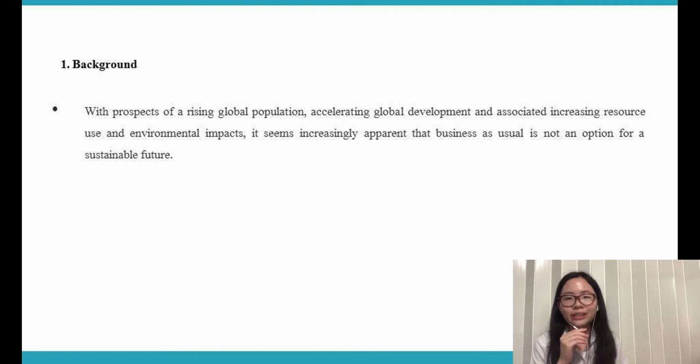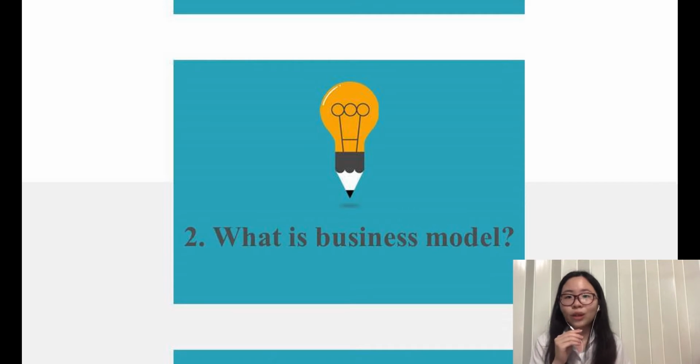With the prospect of a rising global population, accelerating global development and associated increasing resource use and environmental impacts, it seems increasingly apparent that business as usual is not an option for a sustainable future. A feature of a route toward a sustainable economy might be a system that encourages minimizing of consumption or imposes personal and industrial caps or quotas on energy, goods, water. And the next topic is what is a business model?